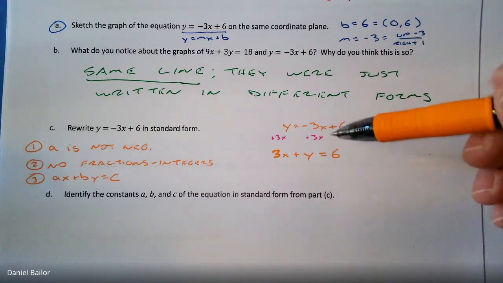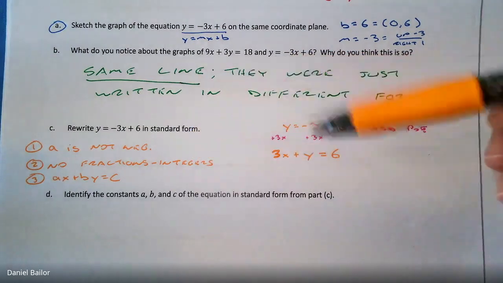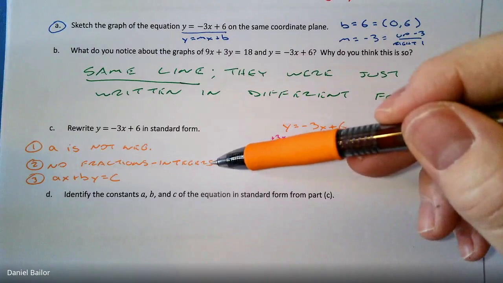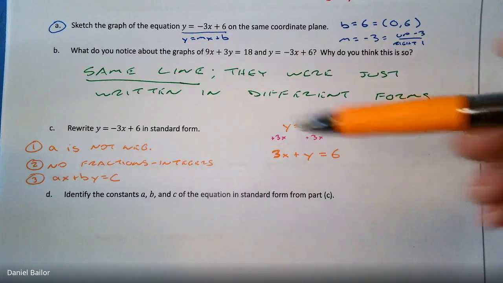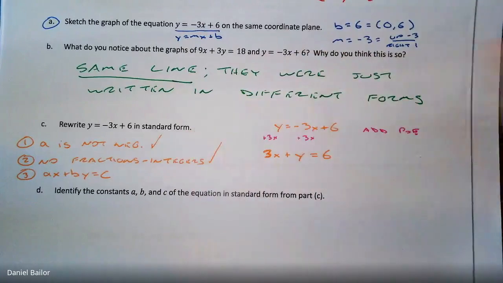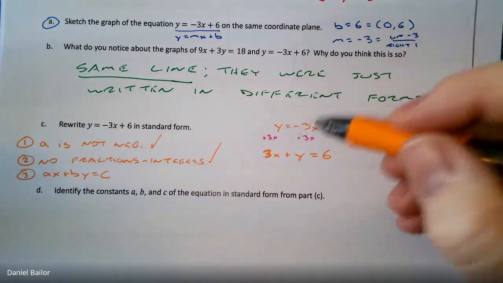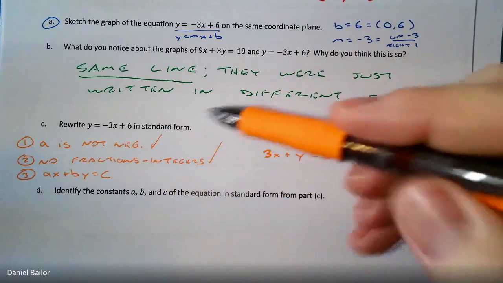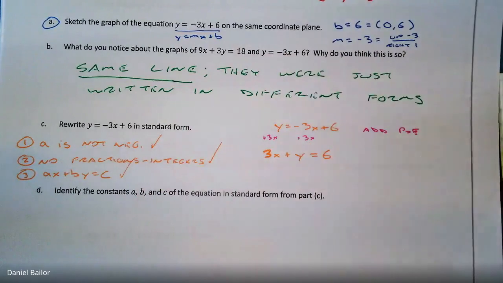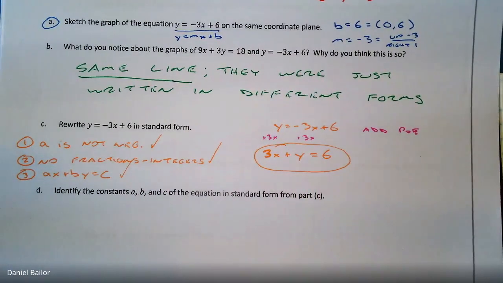So let's check it against standard form. Is A not negative? Well, 3 is not negative. Good. Do we have only integers? No fractions? Yep, no fractions. Check. So check, check. And does it look like this, Ax plus By equals C? Yep, it does, because A is 3, B is 1, C is 6. So that is in standard form.